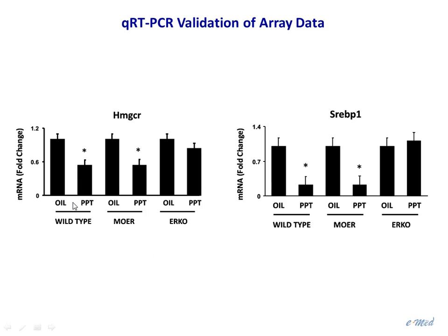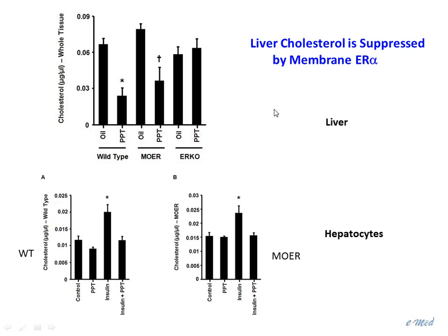Here's an example in the liver material from the wild-type mouse, suppression by PPT, and then the membrane-only mouse. And importantly, the transcription factor is comparably downregulated in those two mice and not touched at all in the ERKO mouse. We looked at the cholesterol content in the liver. We found very strong suppression of cholesterol content. Again, comparably in these two mice, but absent in this mouse, the ERKO.